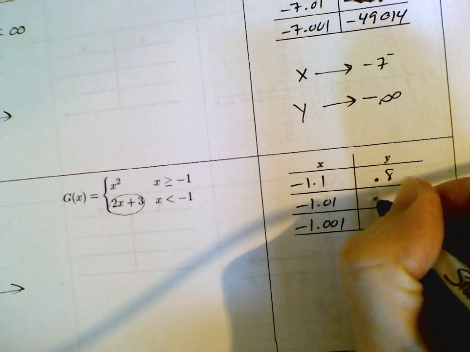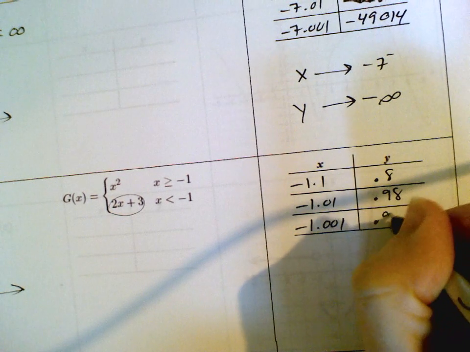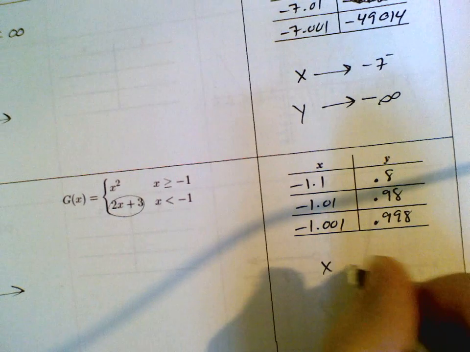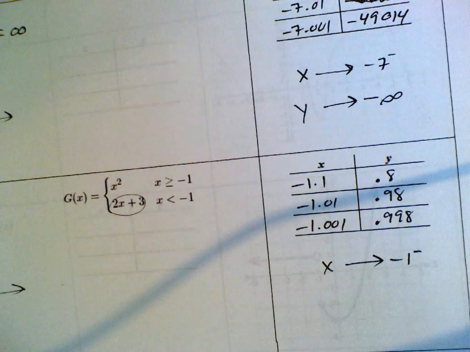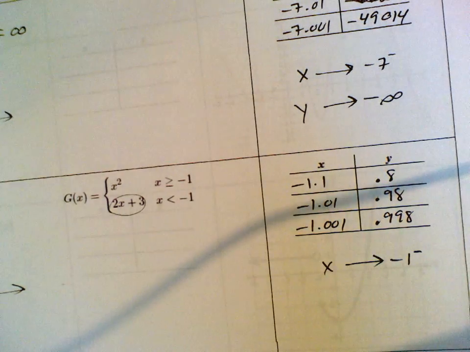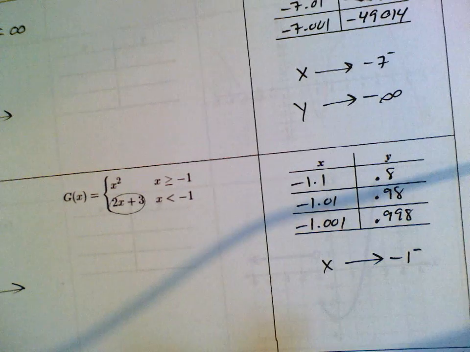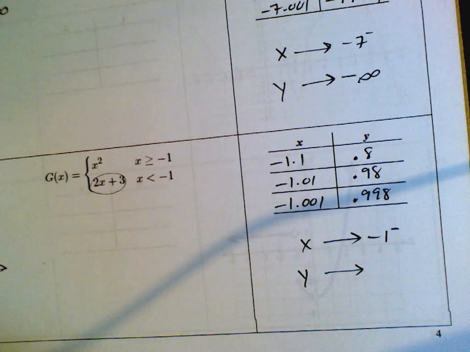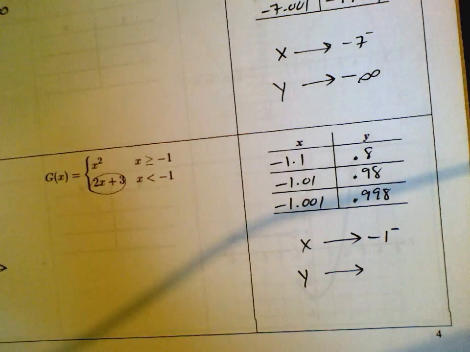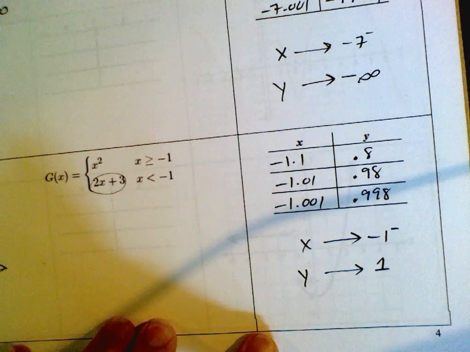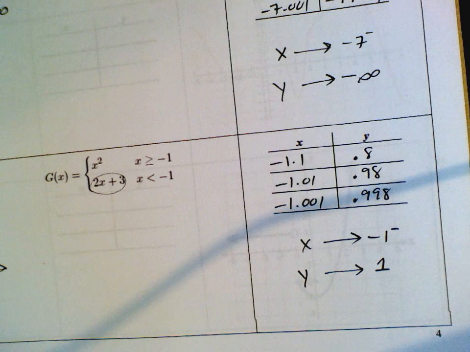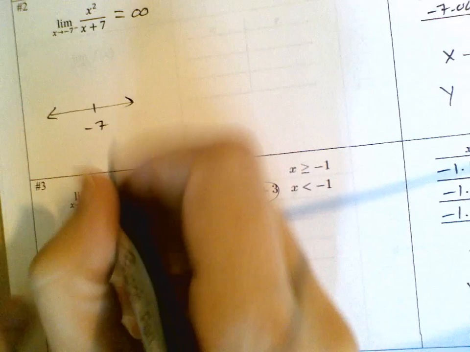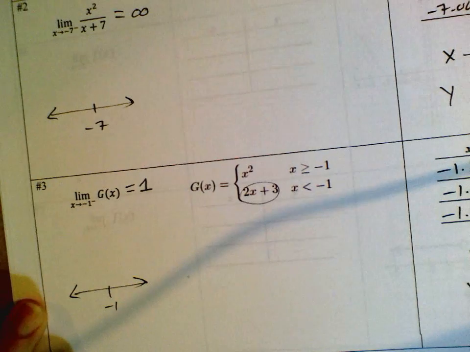0.8, 0.98, 0.998. So as x gets closer to negative 1 from the left, and that's important, from the left, because we also could be getting closer from the right, does it look like there is a number that the y's always get closer and closer to but never pass? The answer is yes, and that answer is 1. So the limit as x approaches negative 1 from the left of this function g of x equals 1.